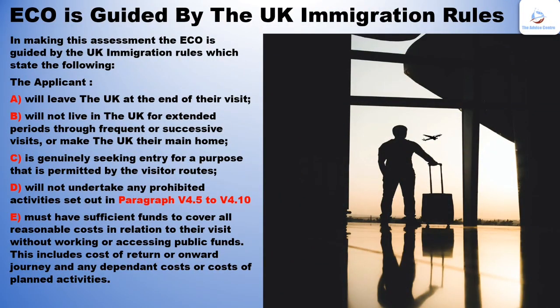In making this assessment, the ECO is guided by the UK immigration rules, which state the following. The applicant A. will leave the UK at the end of their visit, B. will not live in the UK for extended periods through frequent or successive visits, or make the UK their main home, C. is genuinely seeking entry for a purpose that is permitted by the visitor routes, D. will not undertake any prohibited activities, E. must have sufficient funds to cover all reasonable costs in relation to their visit without working or accessing public funds. This includes cost of return or onward journey and any dependent costs or costs of planned activities.